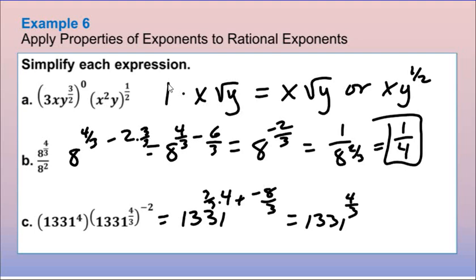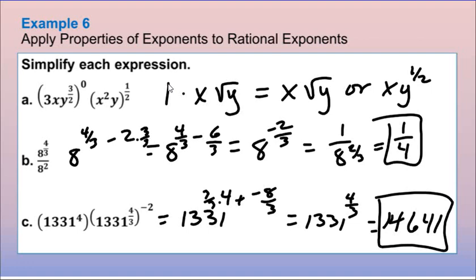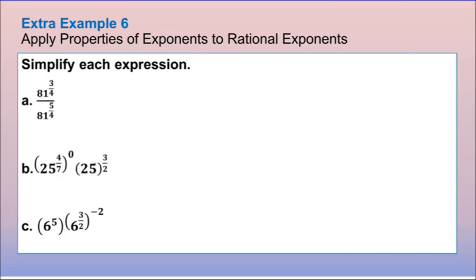And then I would take 1331 raised to the 4/3 power, and I would get an answer of 14,641. Now you would get the same answer if you just put that in the calculator just exactly like this, but to show the exact work on how you would solve it, you would go through that process.